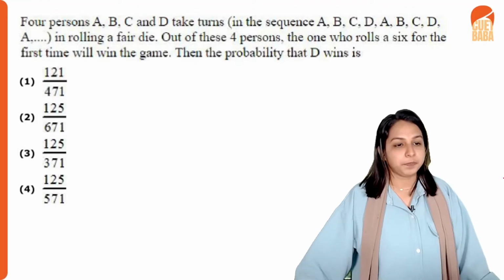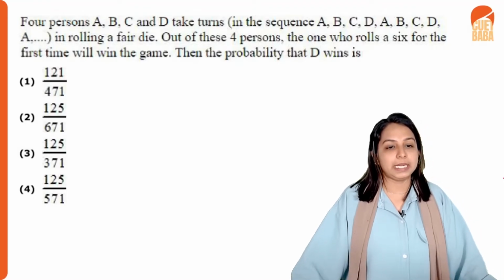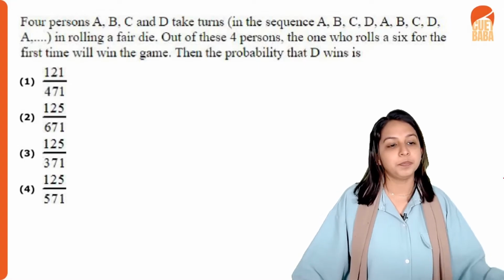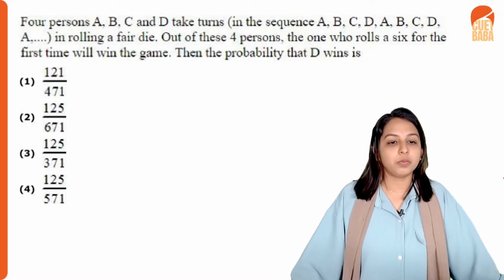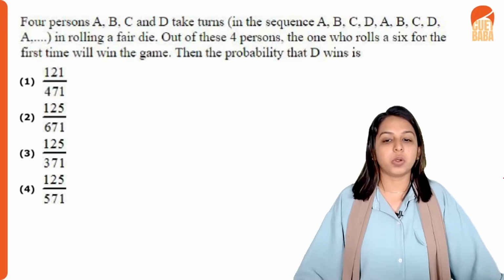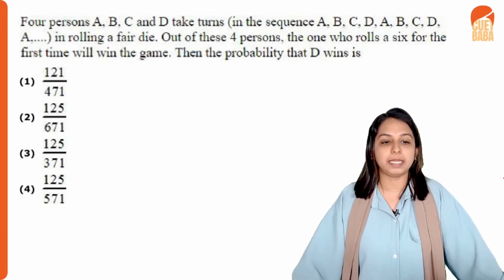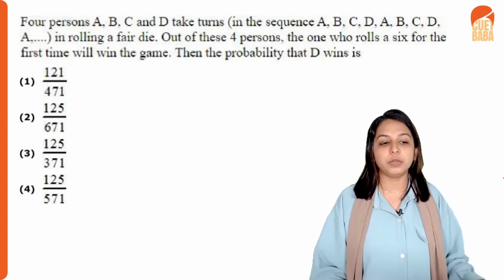So the first question: 4 persons A, B, C and D take turns in the sequence A, B, C, D, etc. in rolling a fair die. Out of these 4 persons, the one who rolls a 6 for the first time will win the game. Then the probability that D wins is.